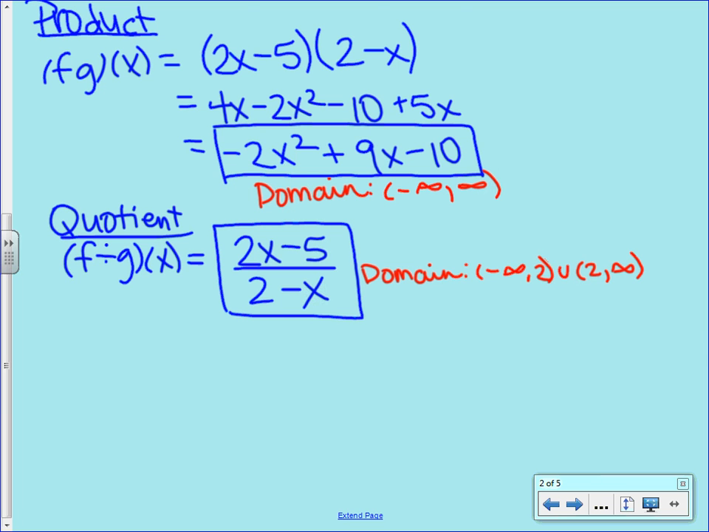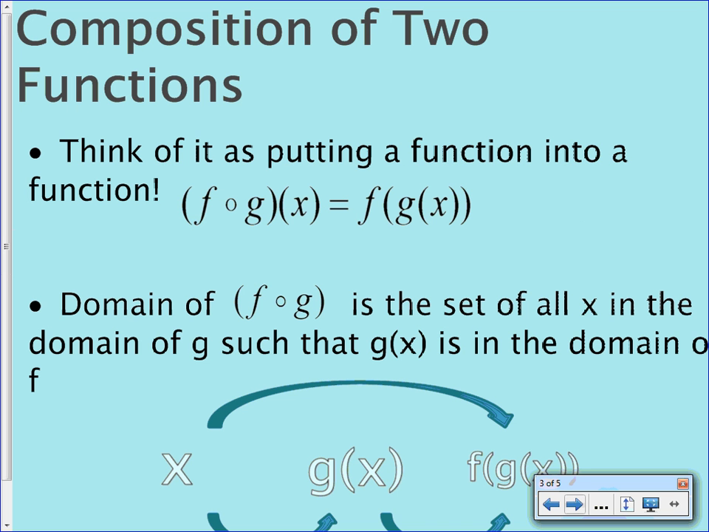Now, let's talk about the composition. I told you there were 5 ways to combine functions. Here is the 5th way, probably the most important. You'll probably see more of these problems than the other ones. You've done the composition of functions, where you put a function inside of another function. You've seen this notation before, correct? The F composed with G. It means the same thing. When you see this F, open circle G, it means F of G of X.